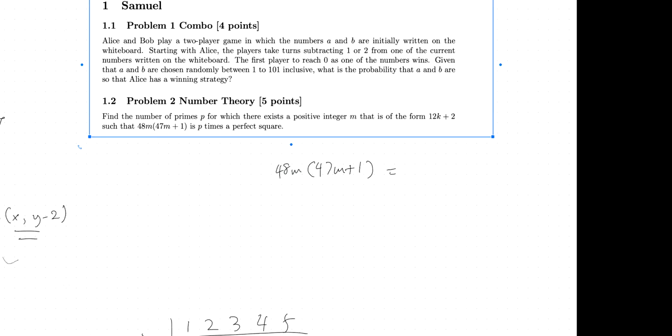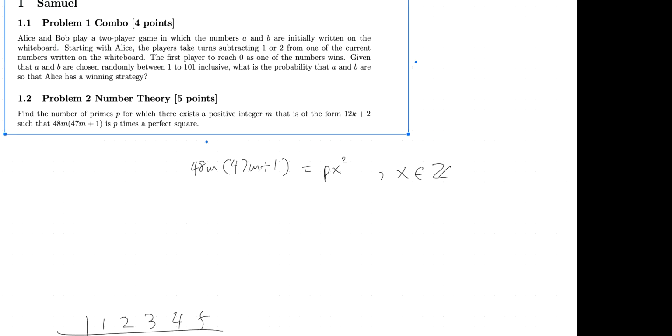This is a Diophantine equation in disguise. So what you can do is write this as p times x squared, where x is an integer. Let's just say it's a positive integer for the sake of it. Now what you do is look at this prime p. Considering this, p divides 48m plus 47m plus 1.